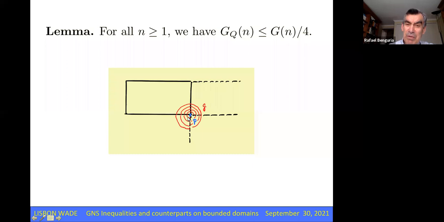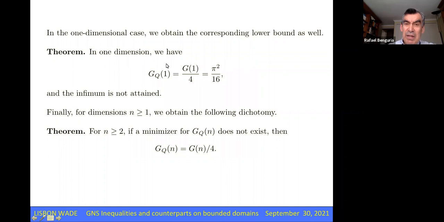And in order to prove that there is existence of solution inside the cube or the rectangle, you have to prove that this is strictly less than that quantity. That would be the equivalent of the Brezis-Lieb inequality. And that's what we do. In general, for a hypercube in dimension big enough, we can prove that it is less than this quantity and we're done. And as I said before, in one dimension, we have this quantity here and the infimum is not attained. So this is one case of non-existence.